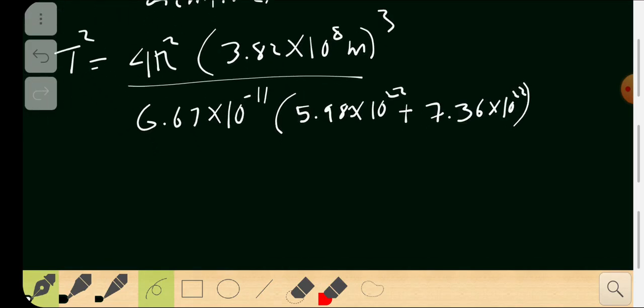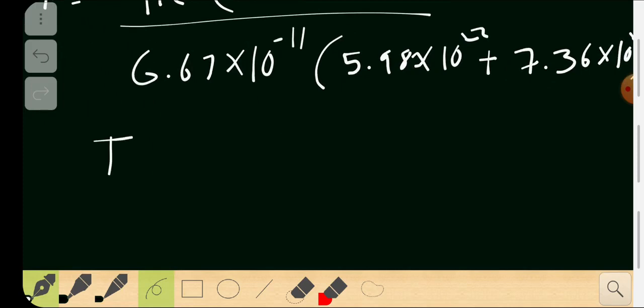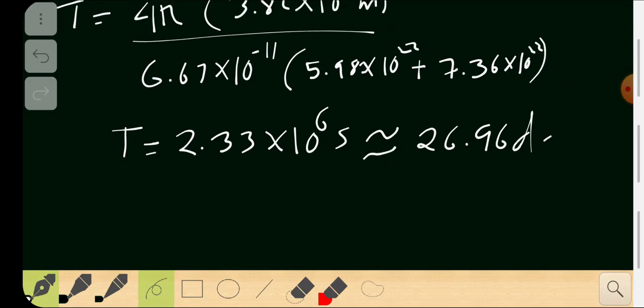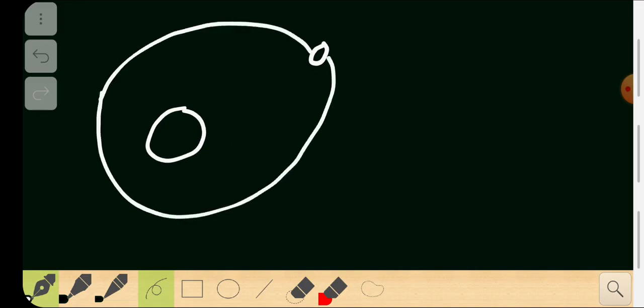And if you use a calculator and simplify those, you get the time period of the rotation of the earth around the moon, or the moon around the earth, of the compound system, as 2.33 times 10 to the power 6 seconds, which is equivalent to 26.96 days. Okay, so that's another way of calculating the time period, right? It was actually 27 days earlier, but now it's a compound system because in the earlier case we neglected the motion of the earth around the moon, and we just took the rotatory motion of the moon around the earth.